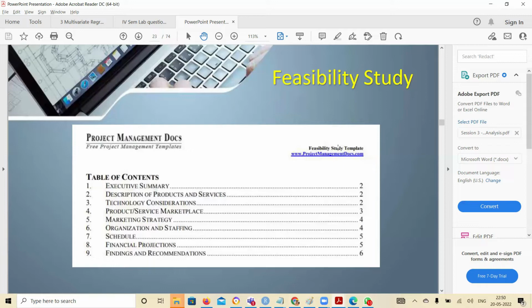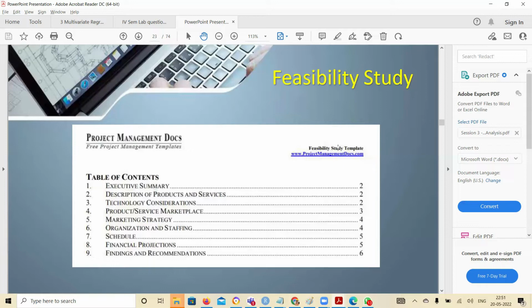Products and services, technology, marketplace, marketing strategy, organization staffing. Do you have the right people to do that job? Solution is easy, but do you have the right people who can execute it? Schedule, the timeline: you have an interview next week, you cannot take a 6 months course, you have to take a fast track course. That's the schedule.